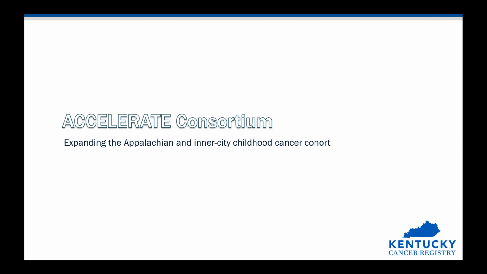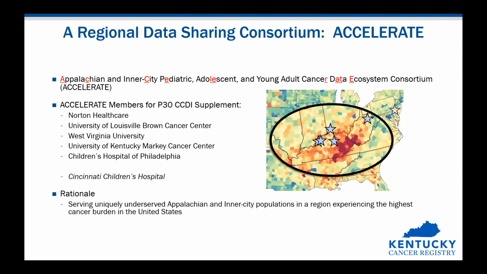So our interest then, it's not just a problem in the state of Kentucky, but we think the problem, and we have evidence that the problem extends throughout the Appalachian region of the U.S. And so how do we expand upon the work and the effort that's underway in Kentucky to also encompass the childhood cancer population in other parts of the U.S. and the Appalachian region? So we propose establishing a regional data sharing consortium.